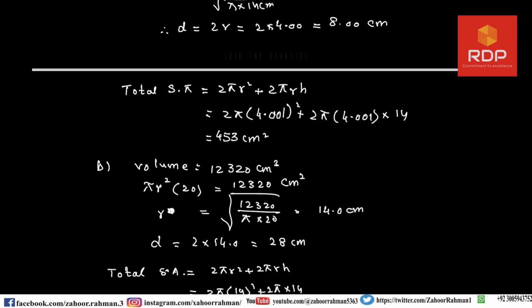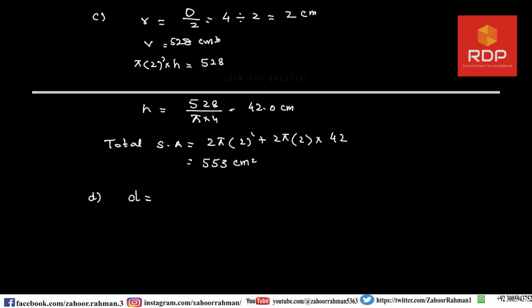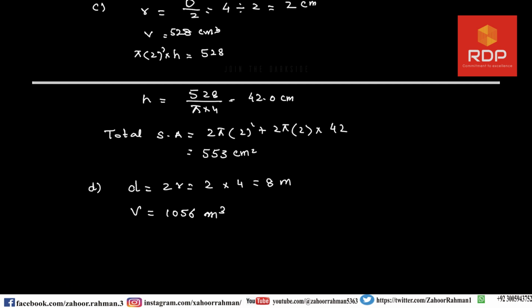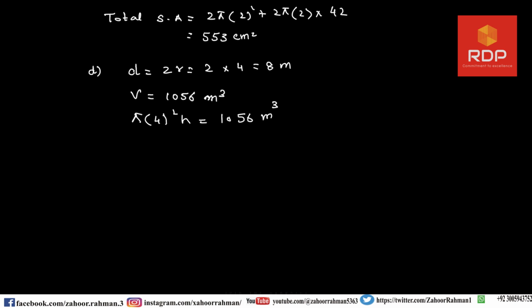Let us turn to part number D, and in D they have given us the radius, we can find the diameter. So diameter first is equal to 2r, and 2 multiplied by 4, so it will be equal to 8 meter. Now volume is given to us 1056 meter cube. So pi r square h, and r is 4, and we are going to find the h. So we are leaving it as it is. Now h is equal to 1056 divided by 16 into pi.